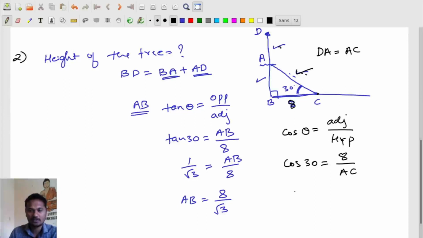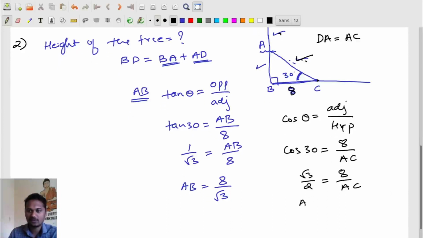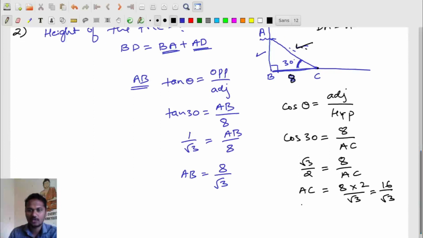And what is cos 30? Cos 30, it is root 3 by 2. Cos 30 is root 3 by 2 and here 8 divided by AC. If you just cross multiply, you will get AC is equal to 8 into 2 divided by root 3, which is equal to 16 by root 3. So here we got AC, or you can call it AD because both are same, right? So then what is the total height of the tree?